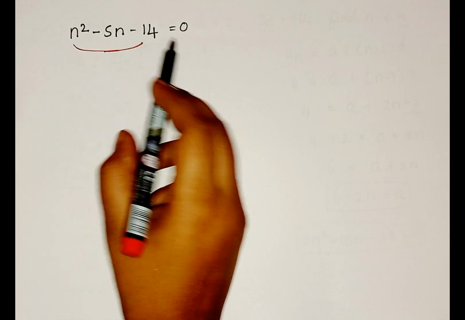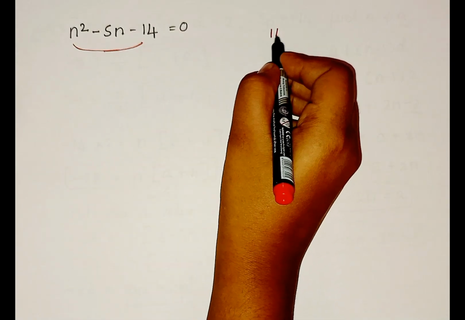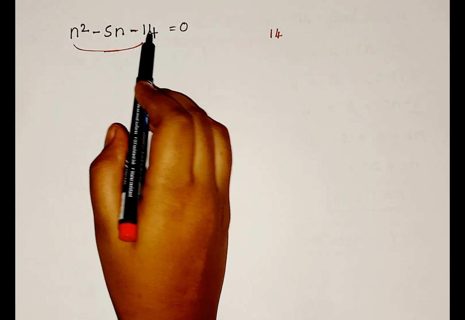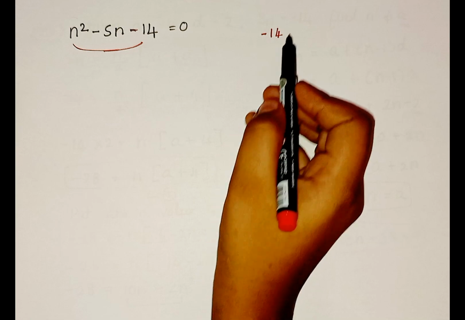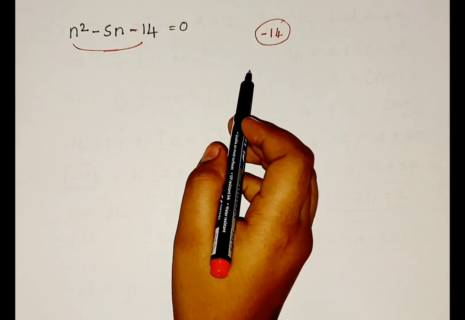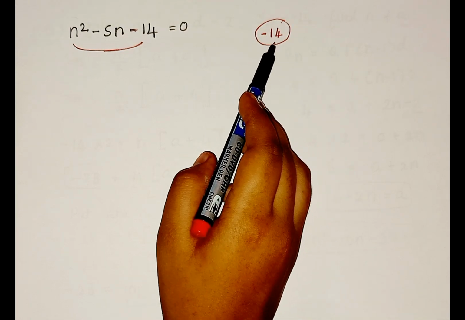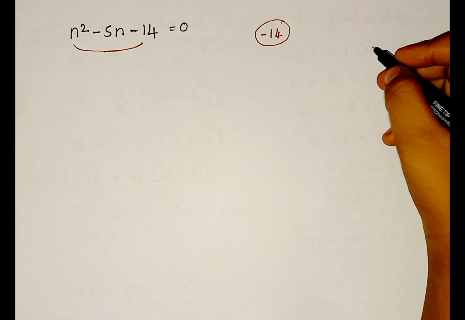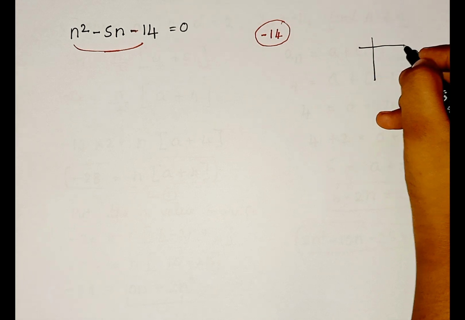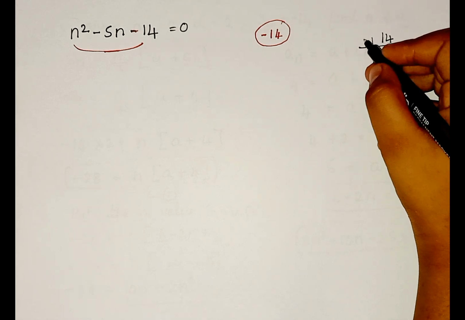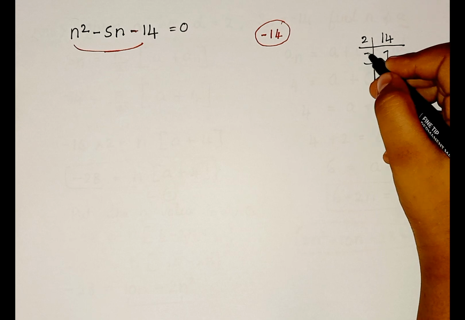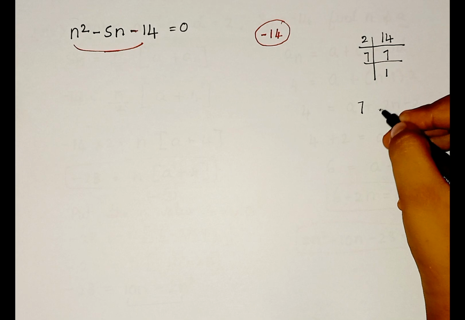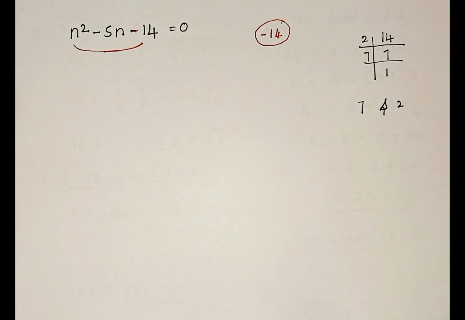Okay, so 1 into 14 is 14. Since we have minus, 1 into minus 14 is minus 14. Okay, alright, so now finally we got minus 14, isn't it? So now we have to find the factors for minus 14. How to find the factors for minus 14? First of all let us find the factors for 14. So the factors for 14 are 7 and 2. Okay, so these are the factors for 14.